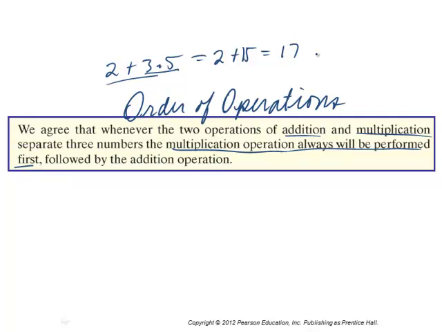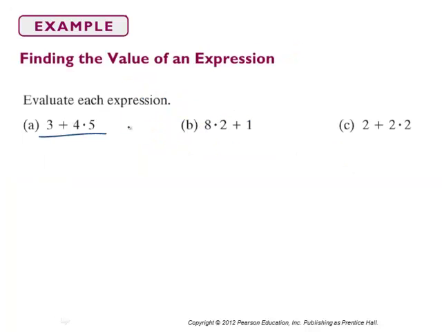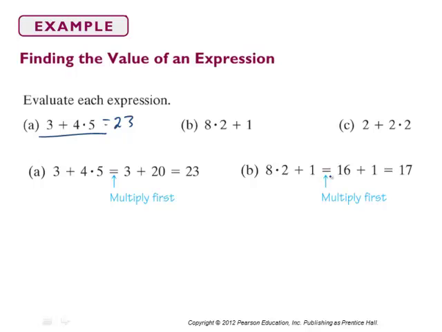All right, so if you have 3 plus 4 times 5, that means you'll take 4 times 5 is 20, and 20 plus 3 is 23. Or if you've got 8 times 2 plus 1, that means you're going to do 16 plus 1 is 17, because you did the multiplication first. Or 2 plus 2 times 2, you do the 2 times 2 first, which is 4, and then 4 plus 2 is 6.